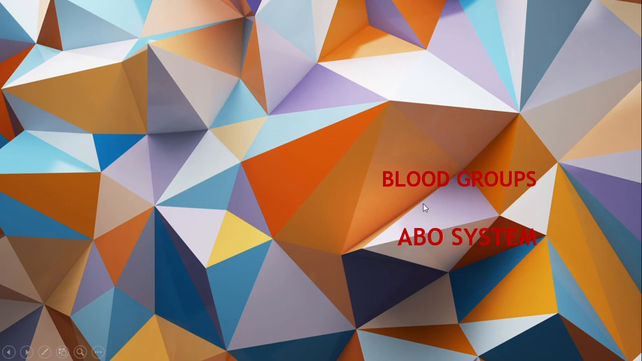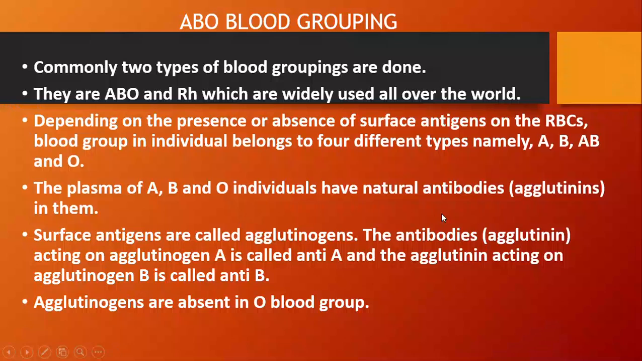So this is about blood groups in human beings, and we will discuss what the ABO system is. This is what I discussed already in my last class. There are two types of blood grouping done in human beings all over the world, and there are two factors responsible for deciding the blood groupings in humans. One is ABO, the other one is RH. So we'll discuss in detail what these two types of blood groupings are.